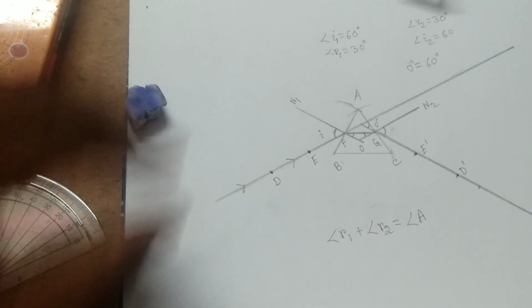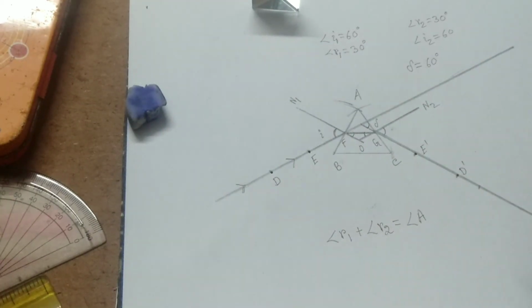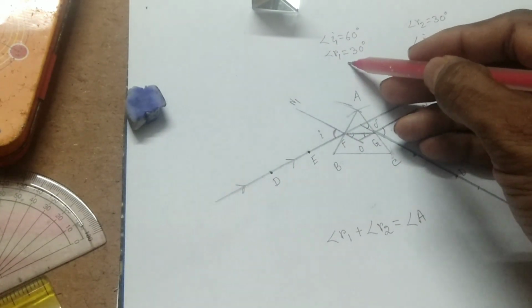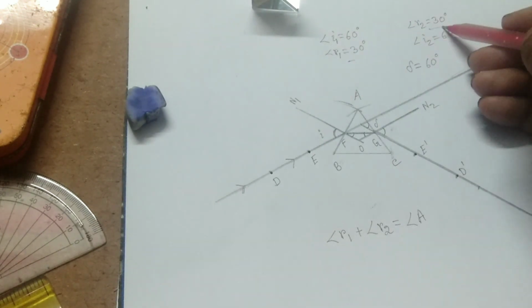Here you see, I already told you the angle of prism is 60 degree because all the sides of the triangle are equal. That is an equilateral triangle, and we know that in an equilateral triangle all the angles are 60 degree. Right? Here you see that R1 and R2. We found it here that R1 is 30 degree and R2 is also 30 degree.